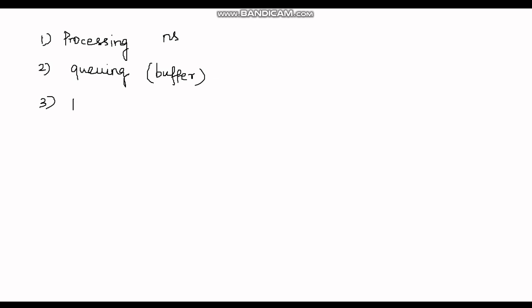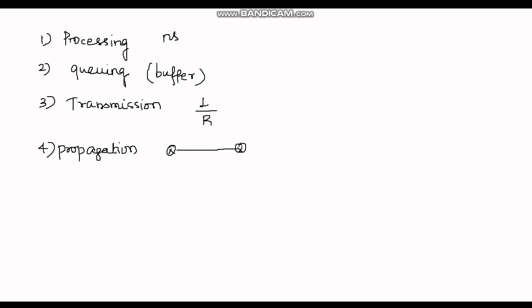The third one we saw is the transmission delay, the time taken for the packet to leave that particular device. The transmission delay depends on the length of the packet divided by the data rate. The fourth one is the propagation delay, the time taken for a packet to move from the start of a link to the end of the link. The propagation delay depends on the distance d divided by the speed s.